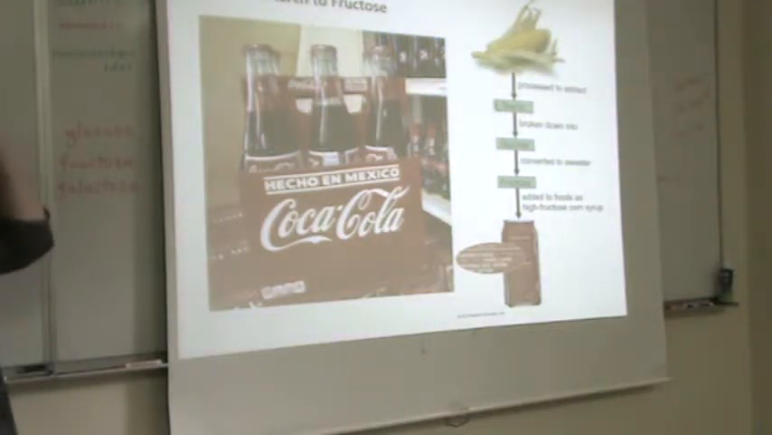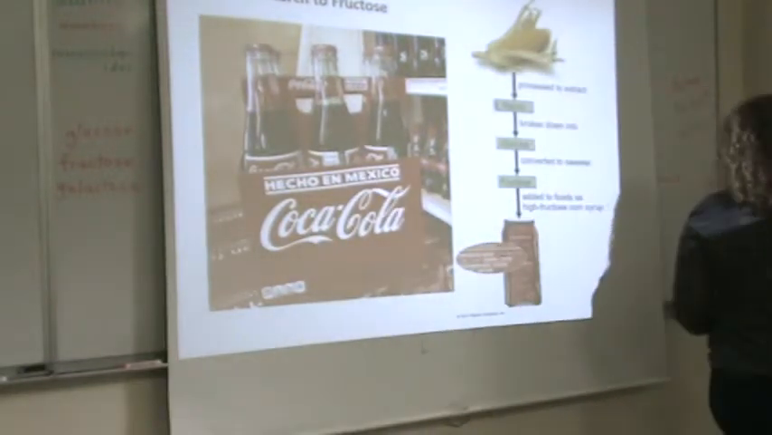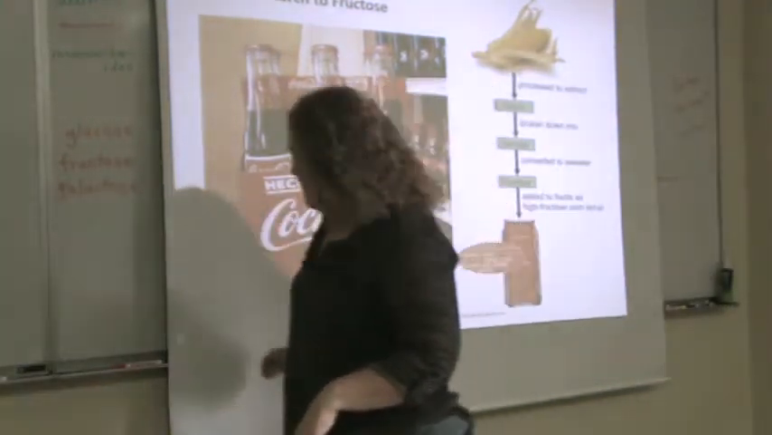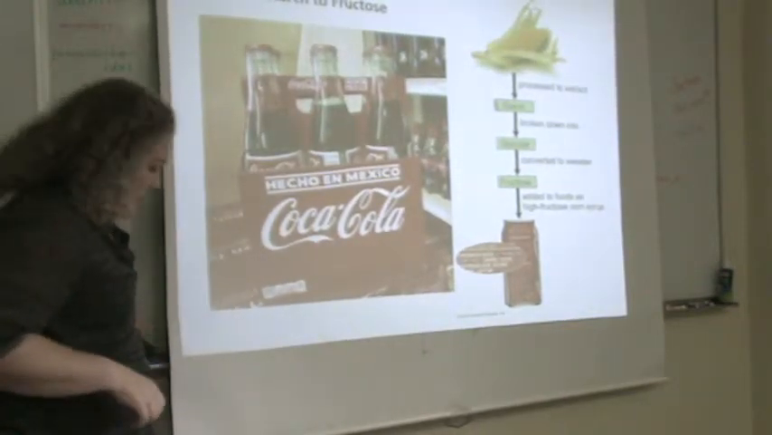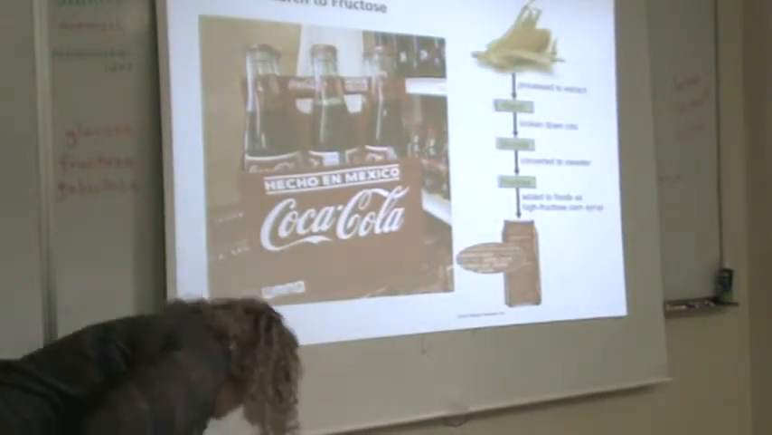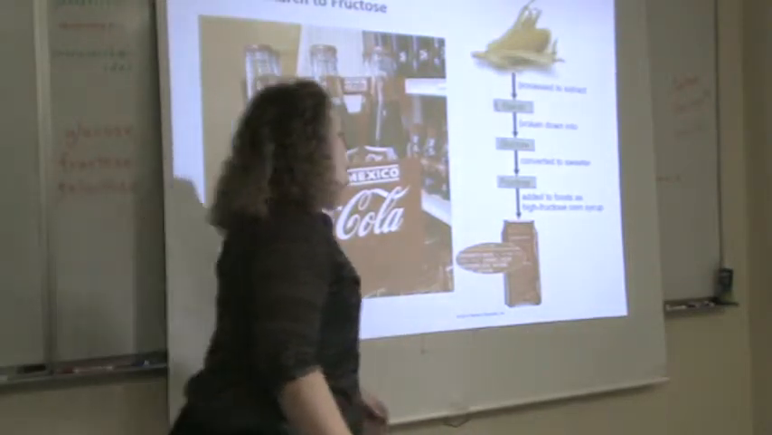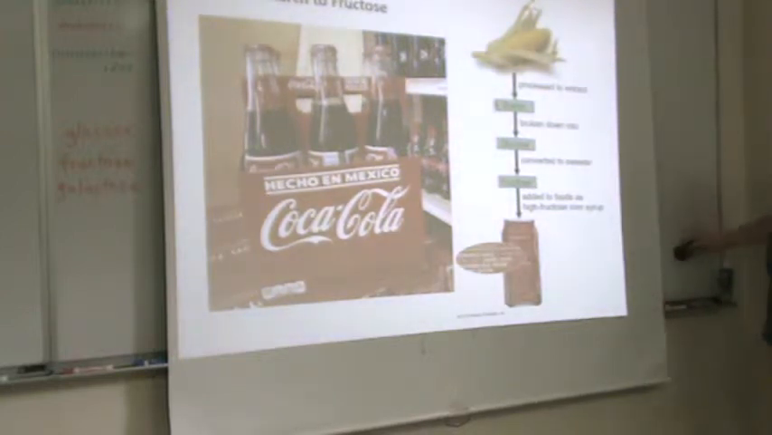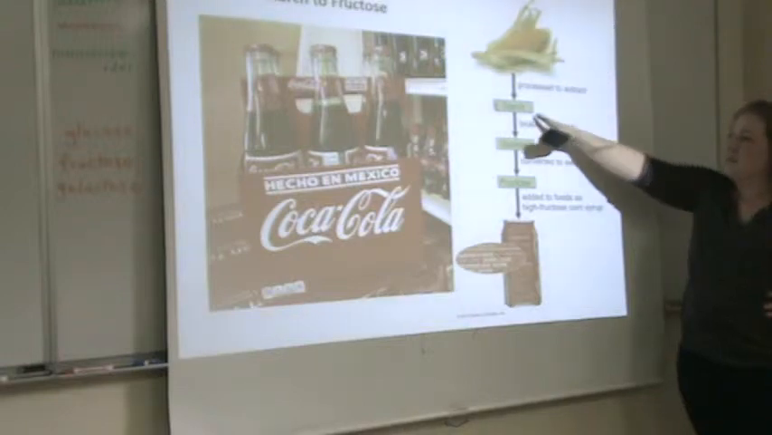One of our major sweeteners in the West is something called high fructose corn syrup. Fructose is a monosaccharide. And most of the fructose that we eat in this country is from corn syrup. So we grow corn, we process it to get starch.